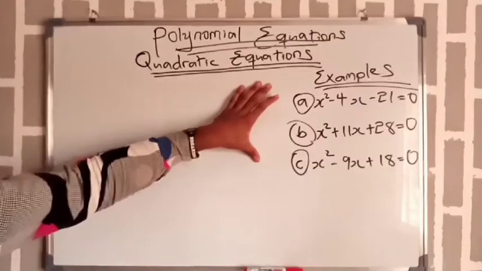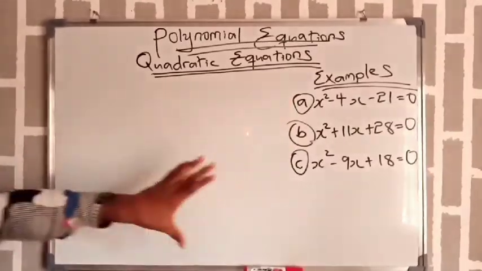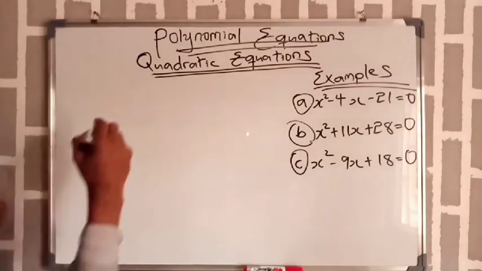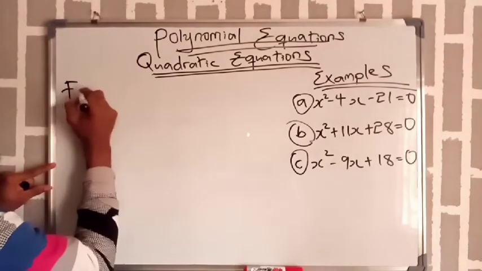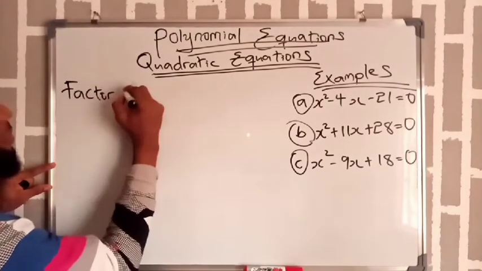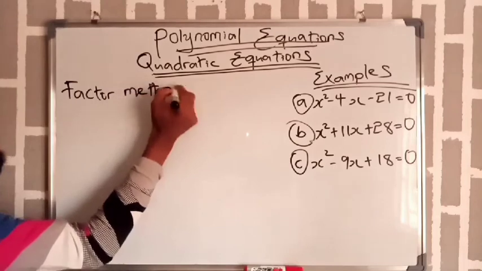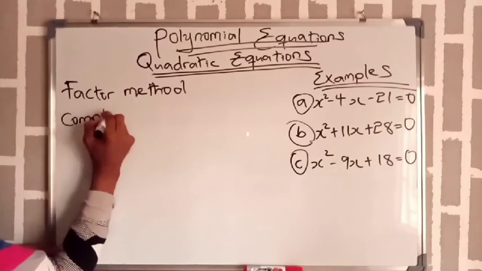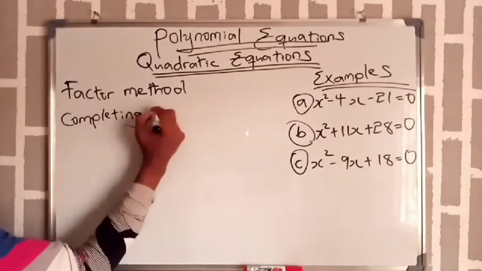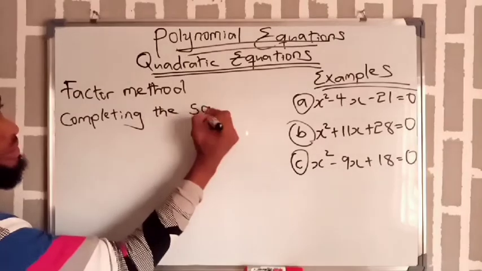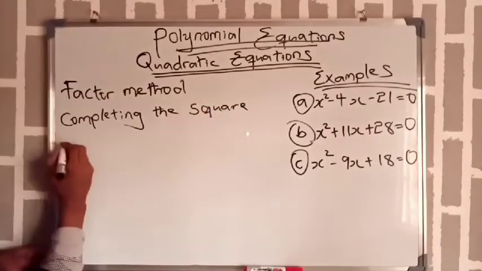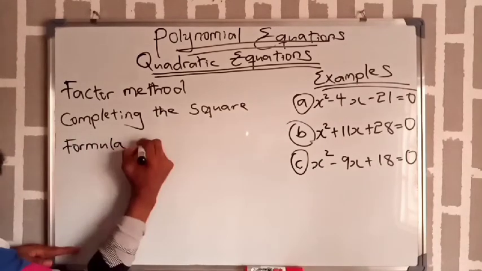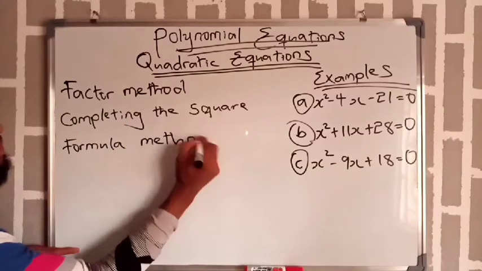So we take these basic examples. These are quadratic equations. There are 3 methods in solving this. In case you're taking it down, the 3 methods are: factor method is number 1. Number 2 is completing the square, while number 3 is formula method.